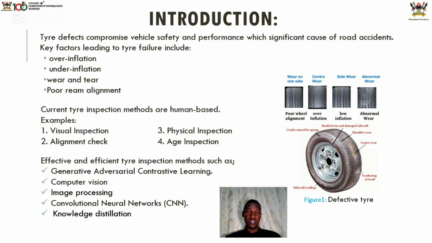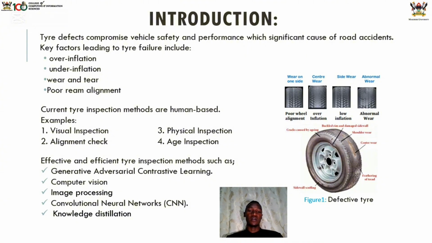A brief introduction about tire defect detection. Most cars are faced with accidents, and these are usually due to bad tires. Overinflation, underinflation, wear and tear, and poor alignment are some of the effects that we usually have. Traditional methods used for tire inspection are human based, and they are prone to errors, leading to production and use of bad tires. Visual inspection, alignment check, edge inspection, and physical inspection are not really that efficient because people usually tend to miss out on some small details. They think they are minor, but they are not.